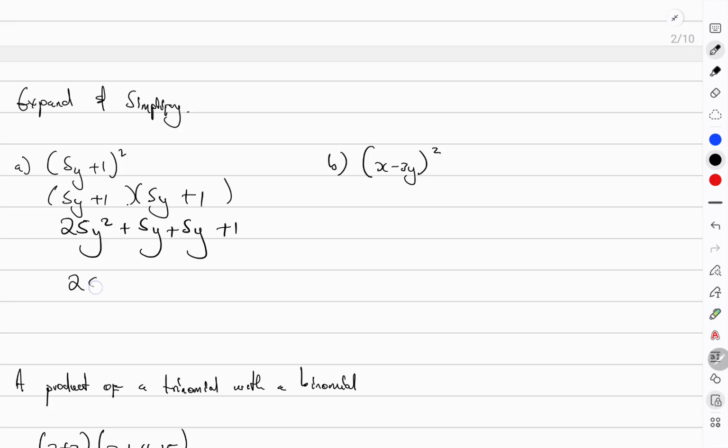I'm going to have 25y to the power of 2 plus 10y plus 1. That becomes my solution. Right, let us look at letter B. It's a squaring of binomials as well.